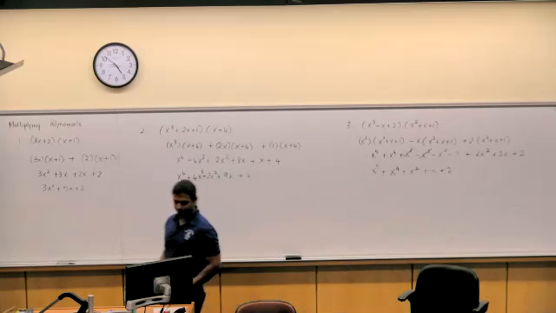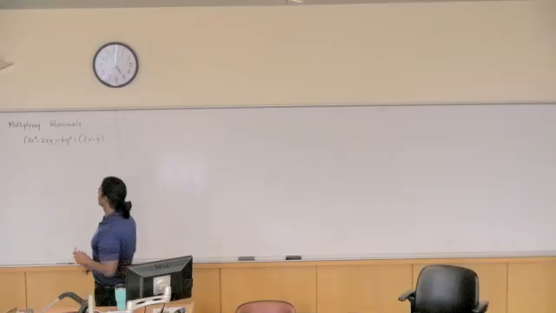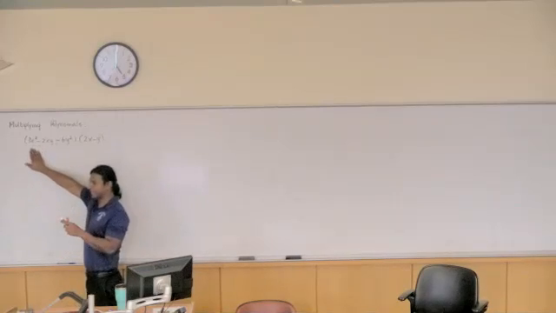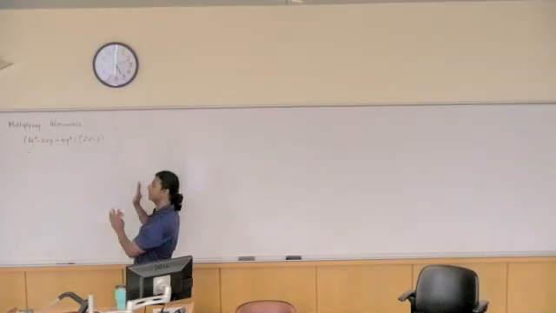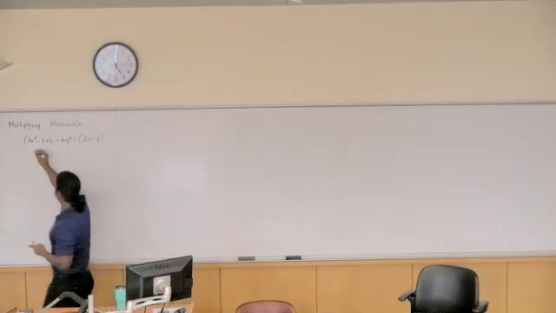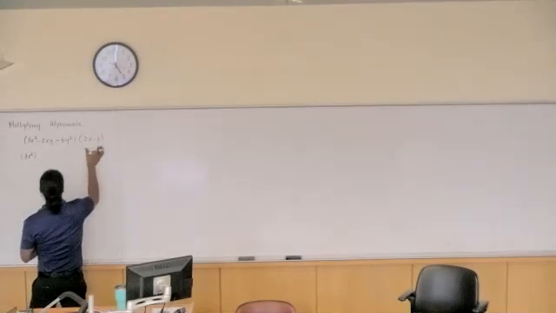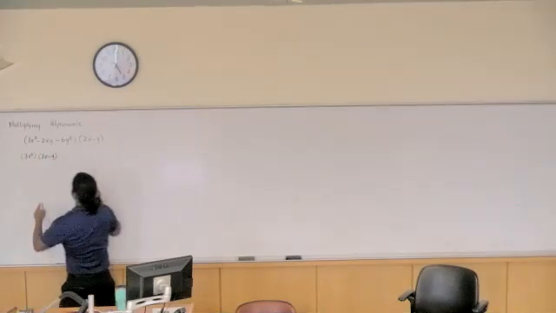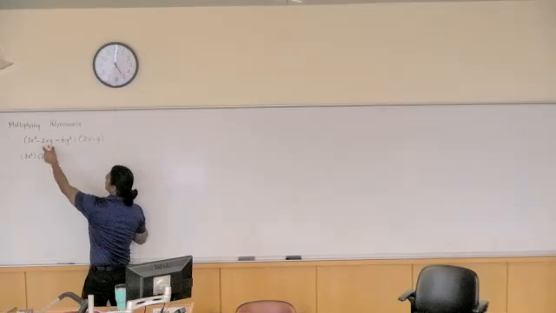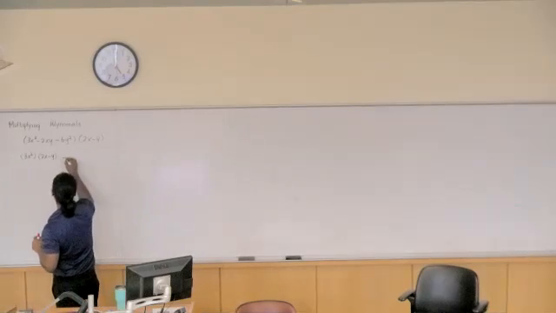Any questions? So you take each term in the first polynomial, distribute into the second, 3x squared multiplied by 2x minus y. The first, distribute the negative 2xy into the second polynomial.